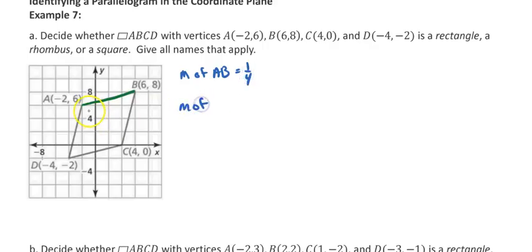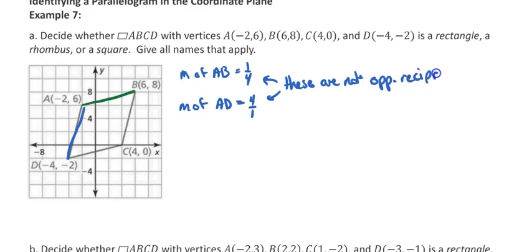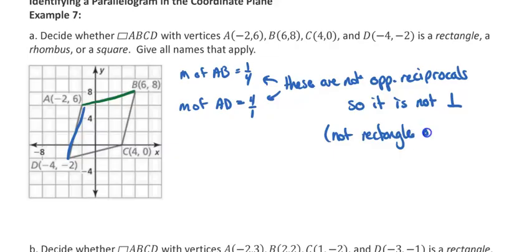And the slope of, let's do AD just next to it. That is 1, 2, 3, 4 over 1. Now, these are not opposite reciprocals or negative reciprocals if you have learned it that way. And so it is not perpendicular, meaning it is not a right angle. So that means it is not a rectangle or a square. So we've ruled out those two.